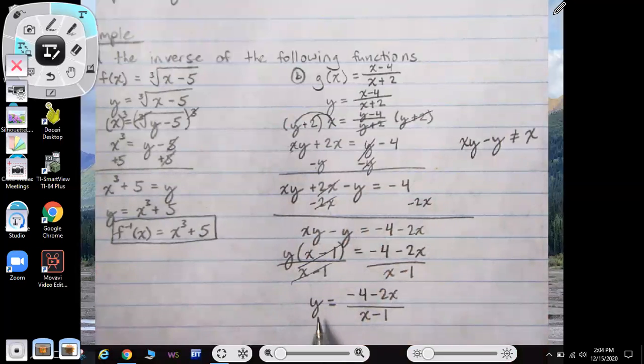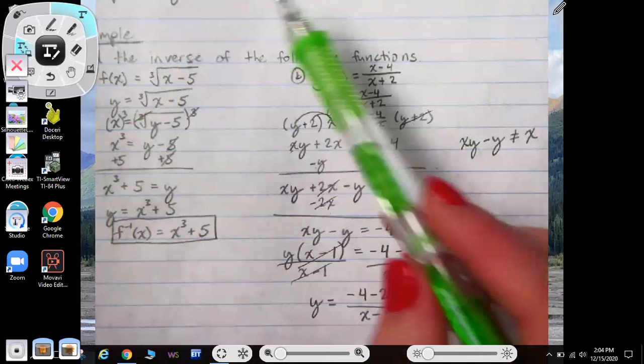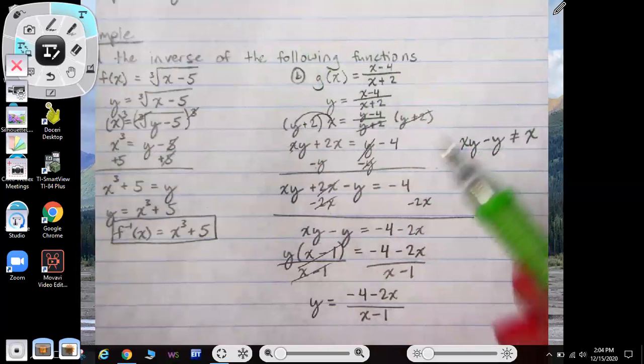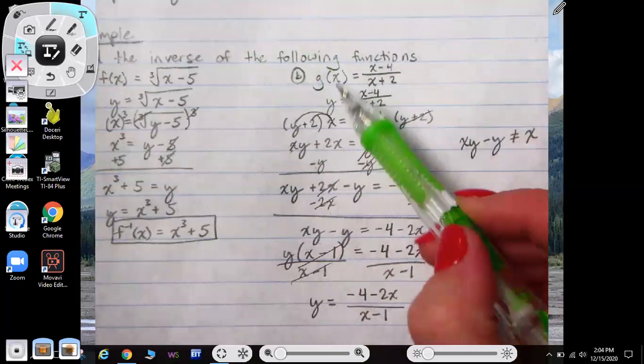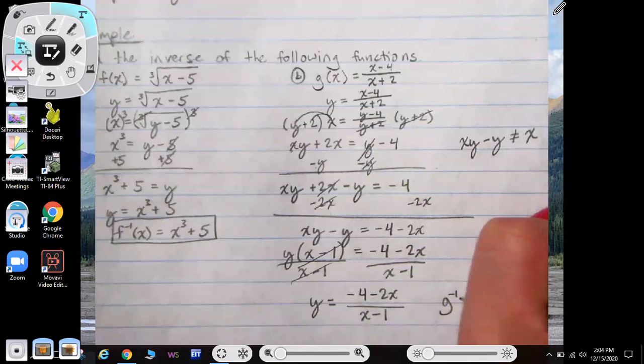Okay, so we've solved for y. The last step is just to replace y with function inverse notation. So we started with g of x. That means y gets replaced with g inverse of x equals this fraction.